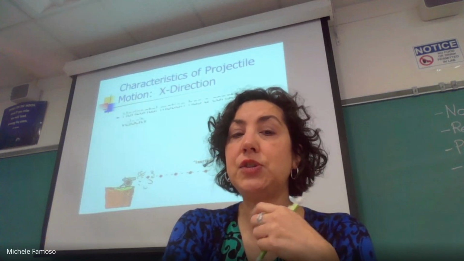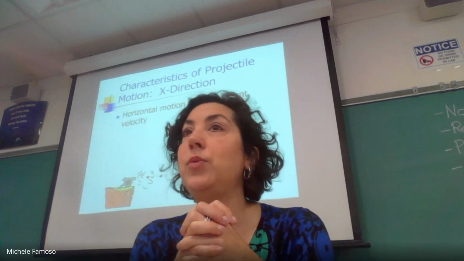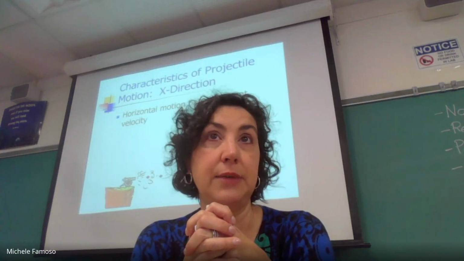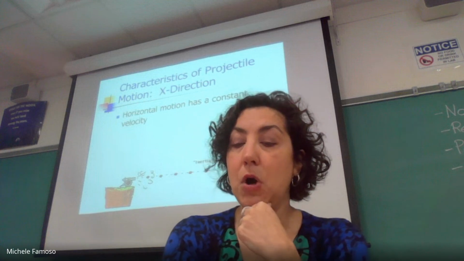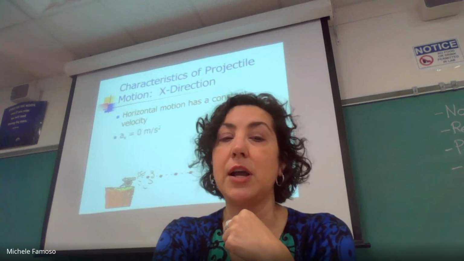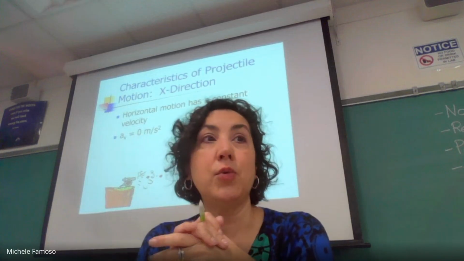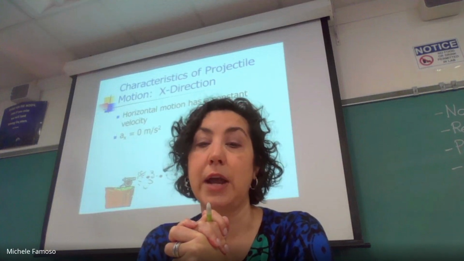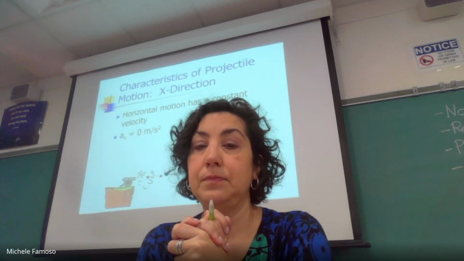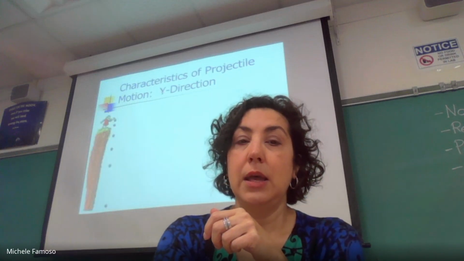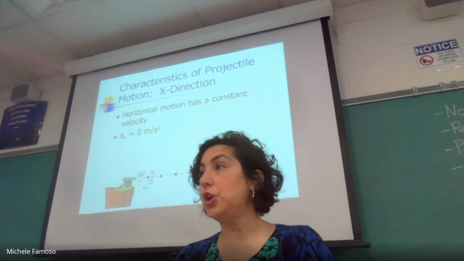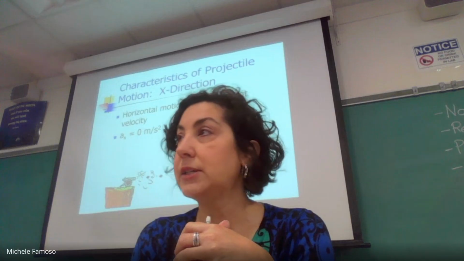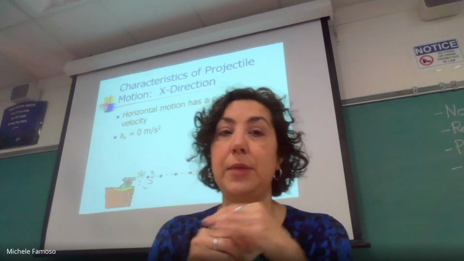Remember, in the X direction, that's where we will see that there is a constant velocity. The horizontal motion would be described as having a constant velocity. In other words, there is no acceleration in that direction. Right? And we already described that on our picture, that's where we have our constant velocity and no acceleration. That is our gravity-free path.